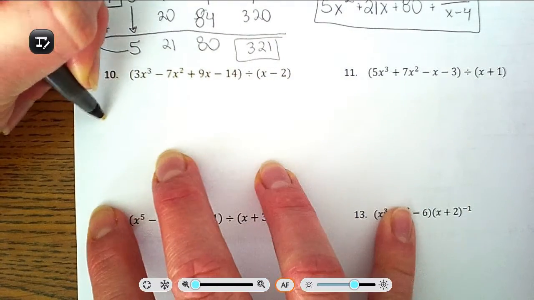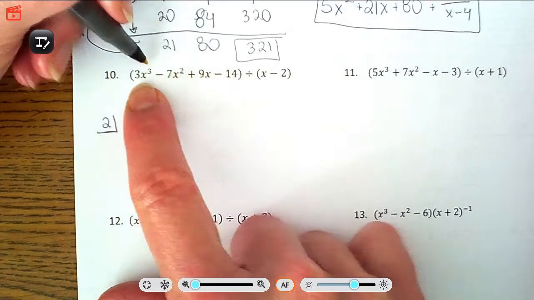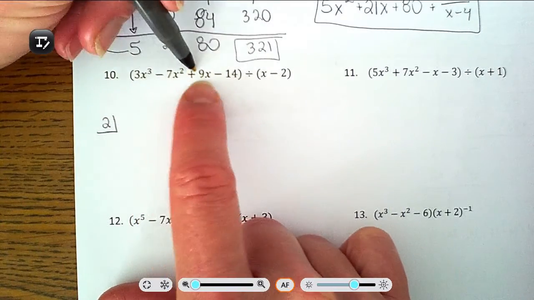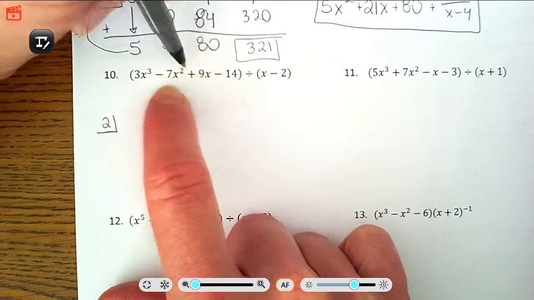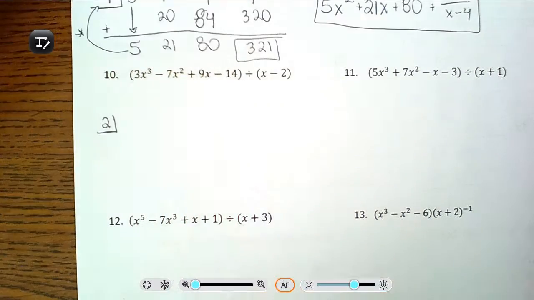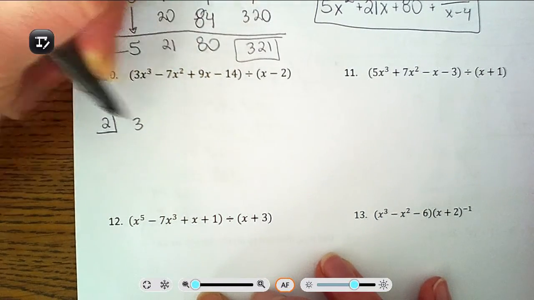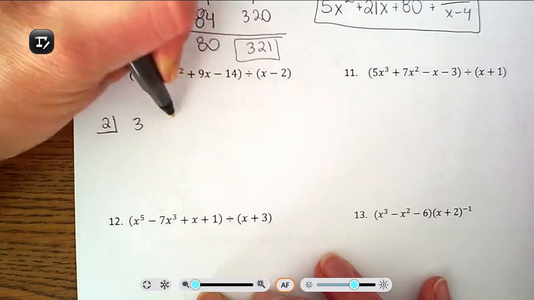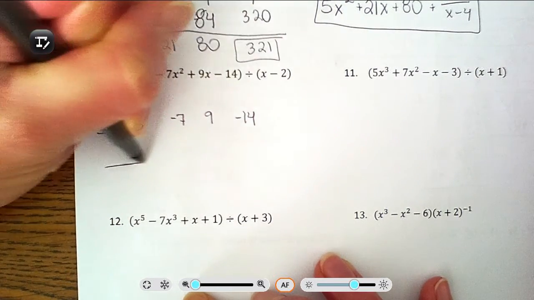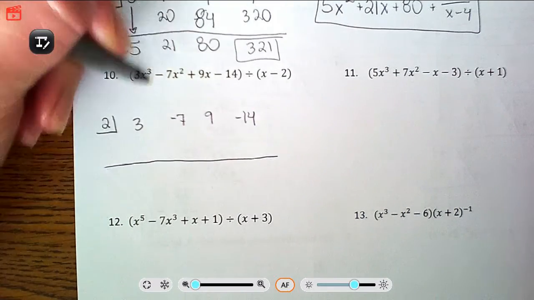x minus 2, put a positive 2 in the box. Write out your coefficients. Be careful. Whatever your first power is, make sure you double check that all the powers after are present. So after 3 comes 2, 1, none. Good. All the next values of powers are there. Go ahead and next to your box, lay out your coefficients. I always leave a little extra space just so that I can clearly identify what the coefficients are.